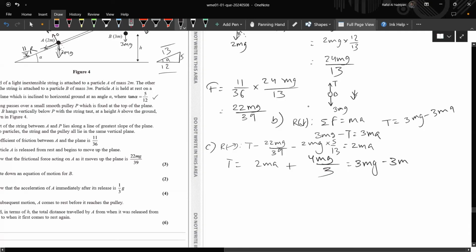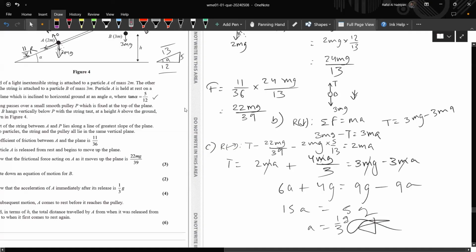Now, if I equate these two, 3mg minus 3ma, I can see that the m's cancel. If I multiply both sides by 3 to cancel out this 3 in the denominator, then I get 6a plus 4g equal to 9g minus 9a. Right, so now I have to find the acceleration. So 9a plus 6a is 15a, equal to 9g minus 4g, that's 5g. And therefore, a is 1/3 of g, and that is shown.